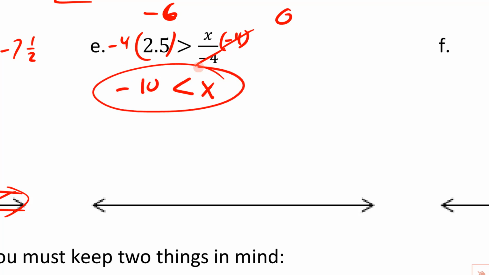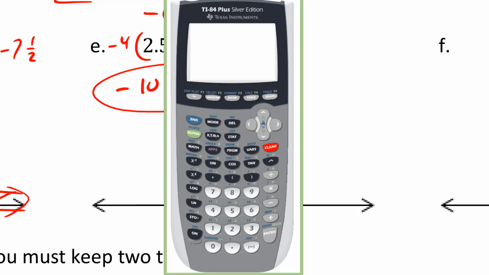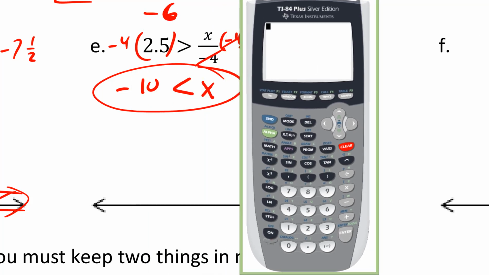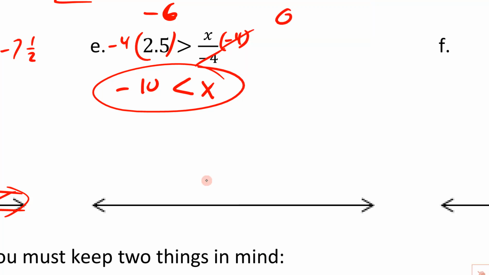I'm going to circle that, but we are going to double check here. Let's make sure we got, let's see, what have we got here? Negative 4 times 2.5 equals negative 10, so we're in good shape right there. So we've got a 0 here, we've got negative 10 here, put the circle there. Do we close it in or leave it open? We're going to leave it open.